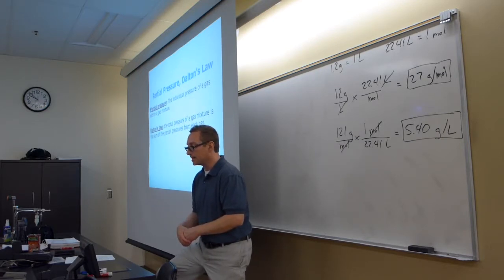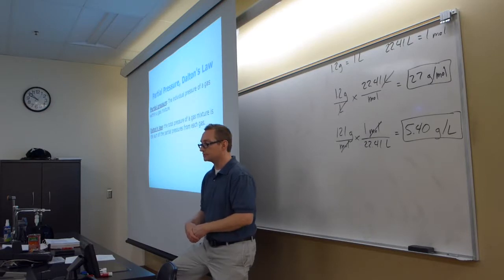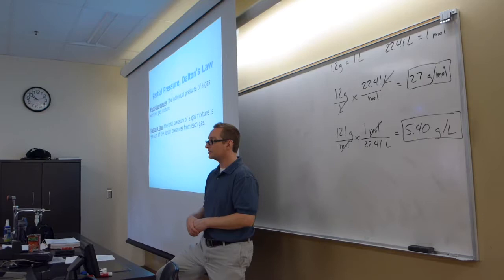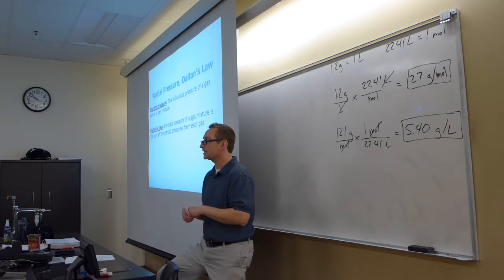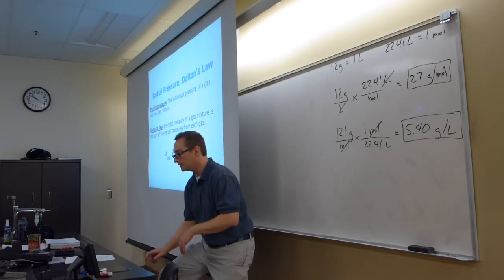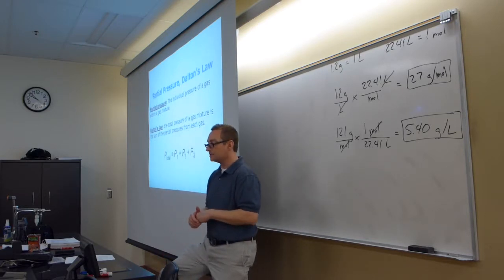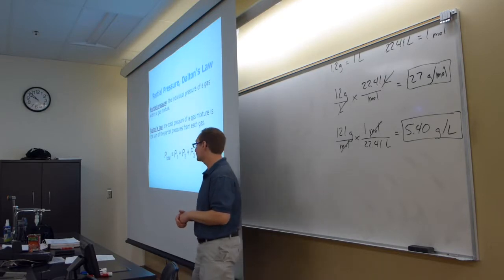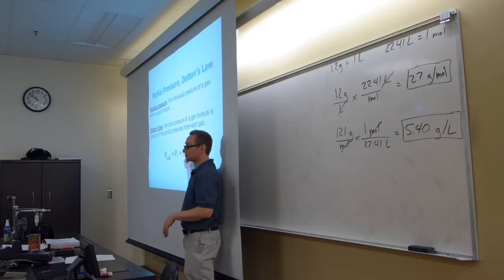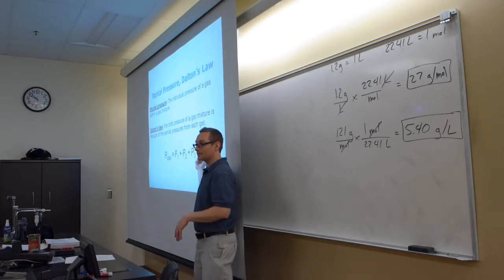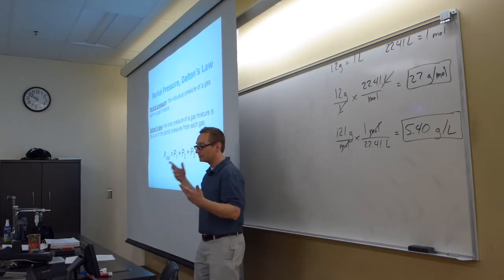All right, the total pressure of a gas mixture is the sum of the partial pressures for each gas. When they say partial pressure, it sounds really complicated, but really it's just the pressure of an individual gas within a mixture of gases. That's all it is. A mathematical statement of this is P total equals the partial pressure of gas 1 plus the partial pressure of gas 2 plus the partial pressure of gas 3 plus the partial pressure of gas 4, and on and on if there were more gases.